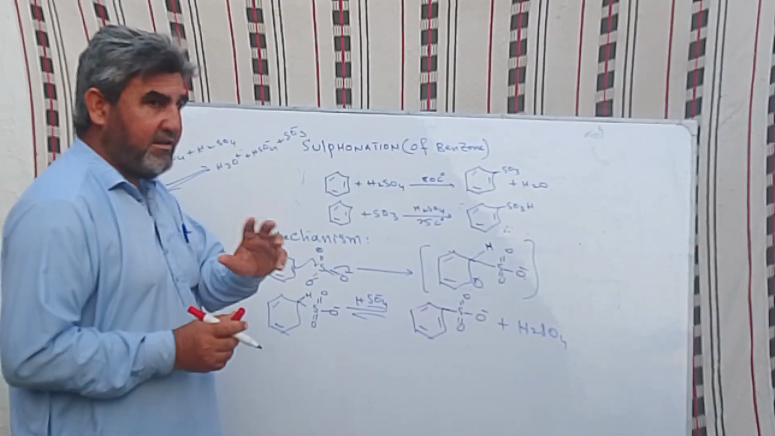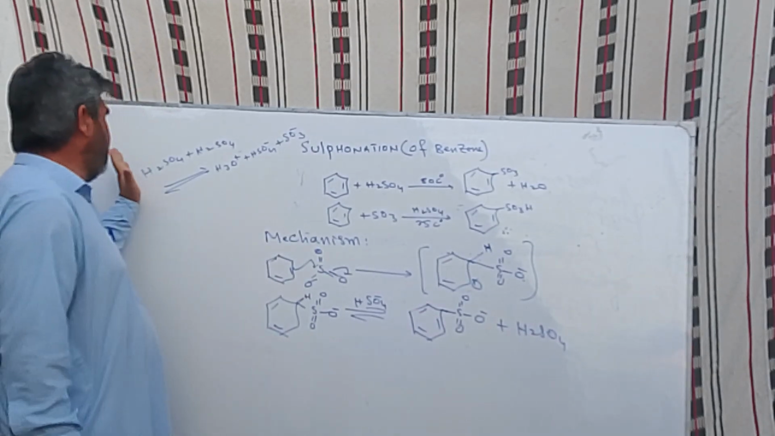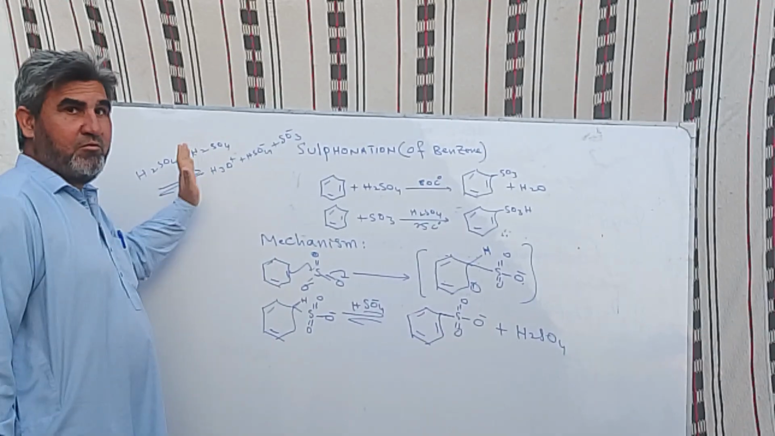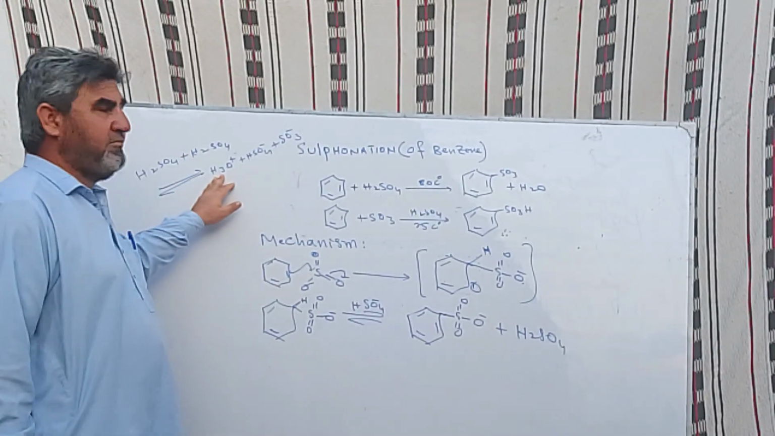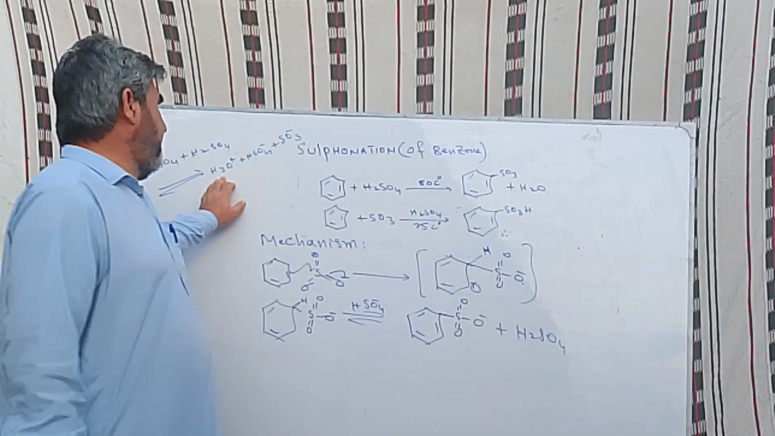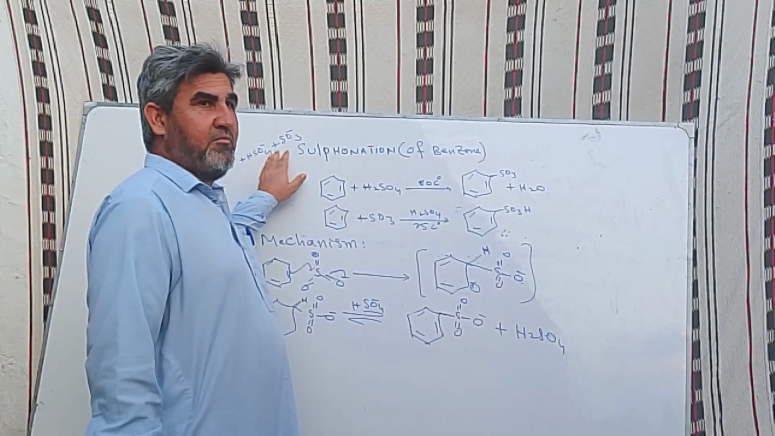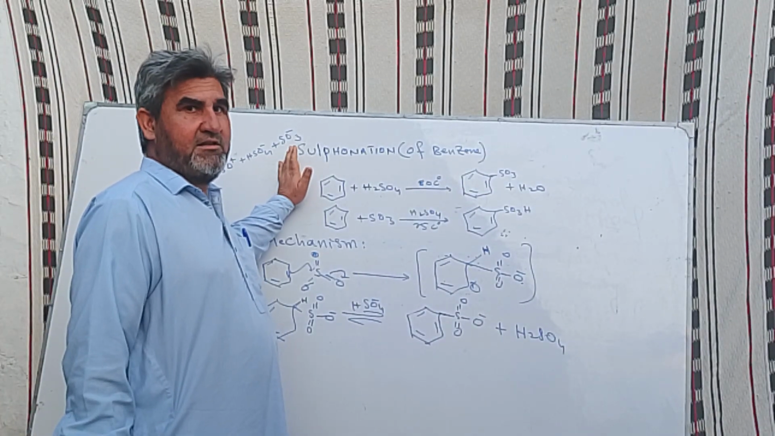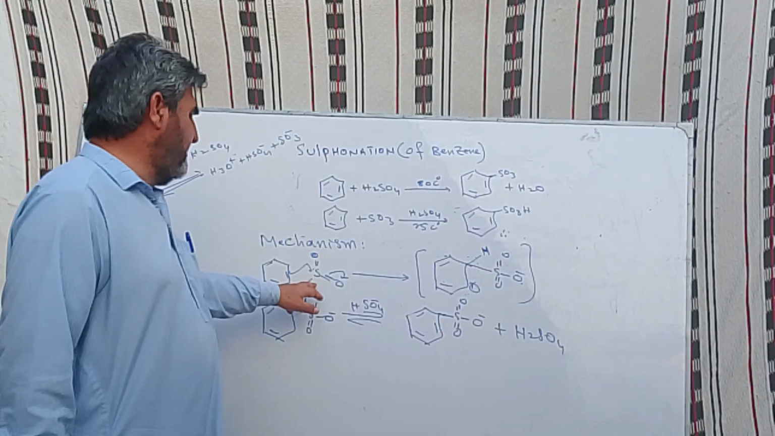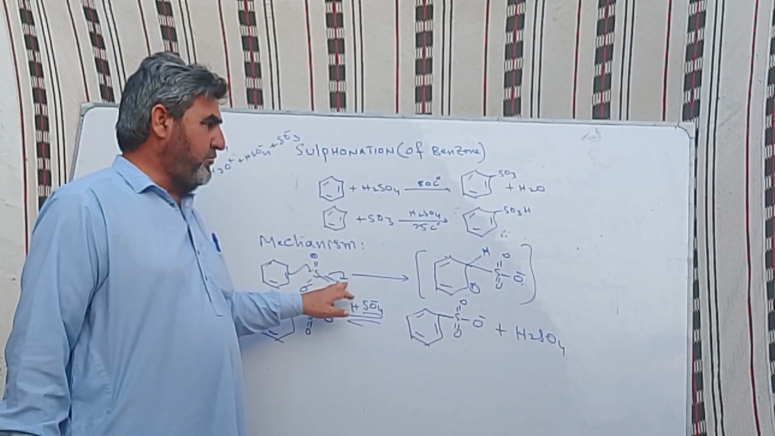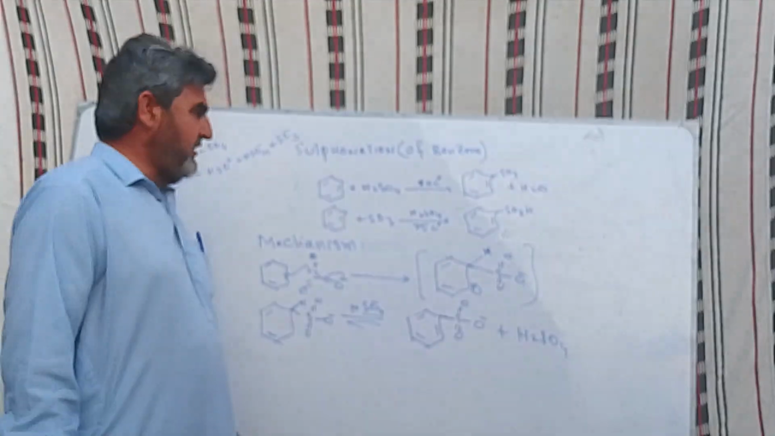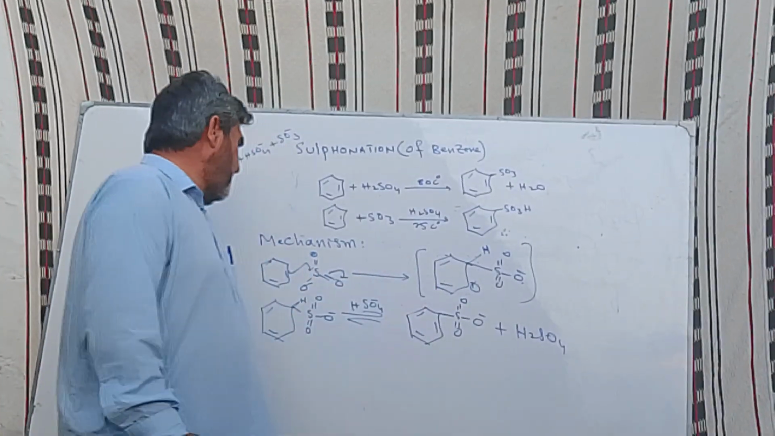But before starting the mechanism, we come to H2SO4 and H2SO4. This is a reversible reaction to form the hydronium ion plus hydrogen sulfate plus SO3, sulfur trioxide. This sulfur trioxide will react with benzene to form this intermediate product.